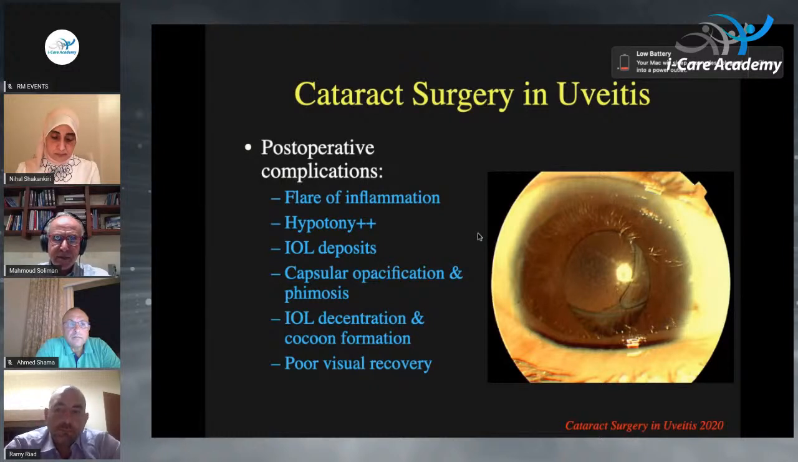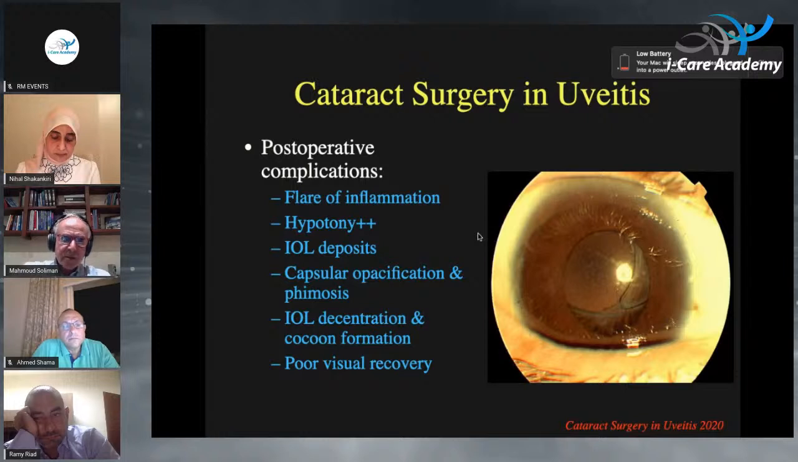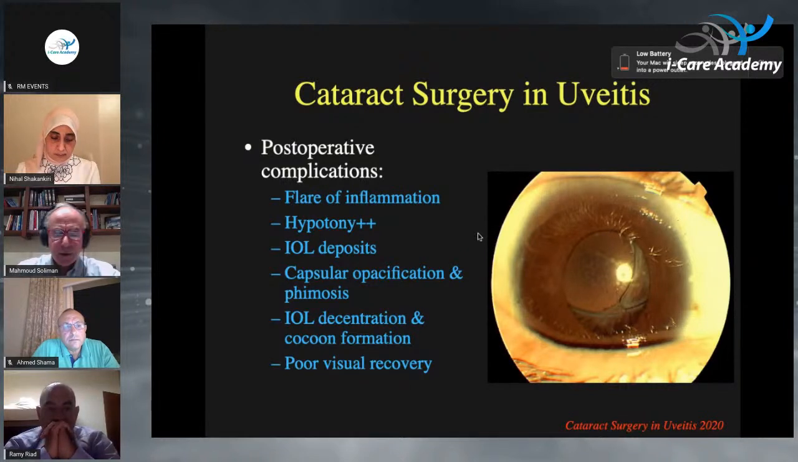You can get a flare of inflammation, not very common these days with all your armamentarium, but again, you can have hypotony. You start the patient, and the intraocular pressure is okay, but some patients develop a postoperative hypotony, which can persist for a couple of weeks, and it is really scary. In these patients, I increase their level of systemic steroids, and this does the job in most of the cases. IOL deposits are not uncommon. Capsular opacification, phimosis. Sometimes the phimosis takes place, and the lens bag becomes decentered, and with years it can end up with complete dislocation.